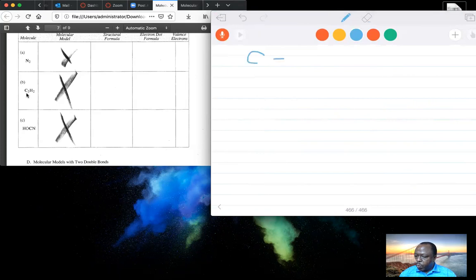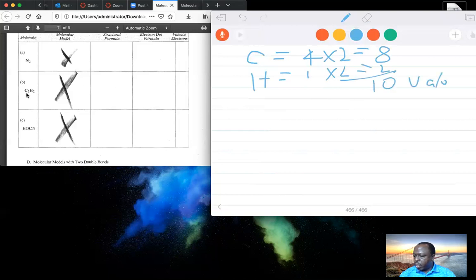Carbon is in group 4, so I have 4 valence electrons, times 2 is 8. And hydrogen is in group 1, so 1 times 2 is 2. And I have 10 valence electrons. So this is bonded to 2 carbons, the 2 hydrogens and the 2 carbons right here.